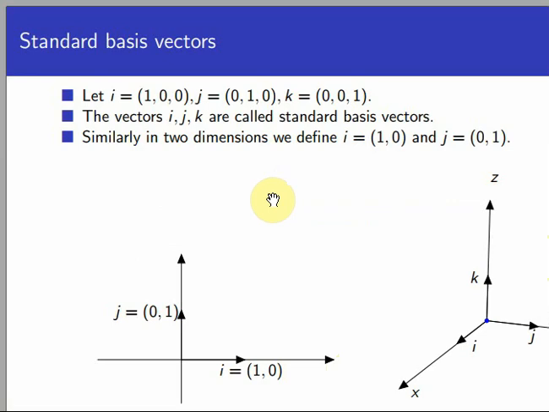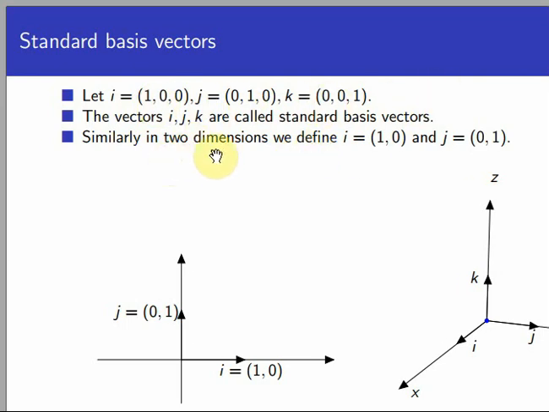Okay, what are the standard basis vectors? Here are the standard basis vectors in R3: i = (1, 0, 0), j = (0, 1, 0), k = (0, 0, 1). These are the standard basis vectors in R3. Their magnitude is what? The magnitude of all these standard basis vectors is 1, yes.